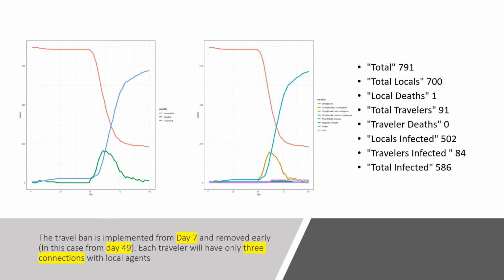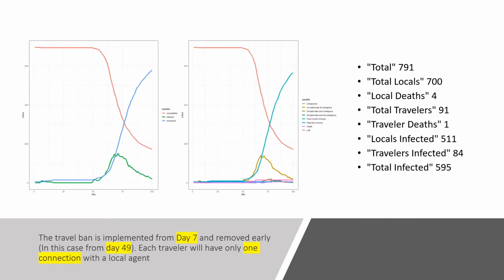If you see the left side graph, the highest infected number was found before day 75. Susceptible and recovered lines cross over at day 70. In the right side graph, the number of asymptomatic and contagious people starts to decrease after day 70. The graph flattens after day 75. Here, the number of local infected people was 502 out of 700.